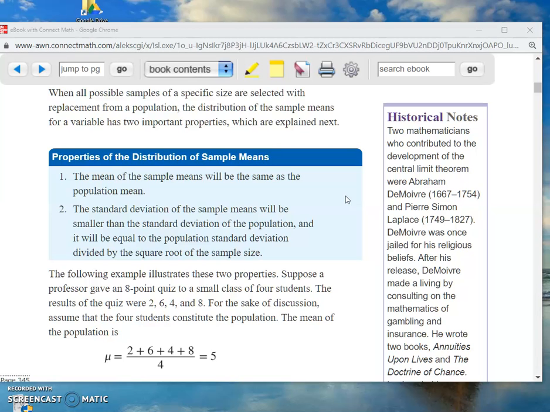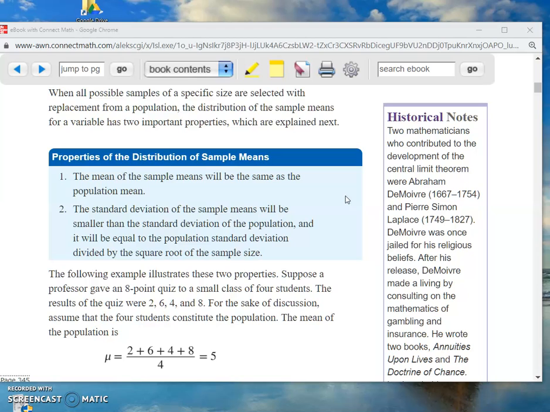Now, let's not worry about the formula yet. Let's just think about it. Is it logical? Is it rational? Does it fit your intuition that the standard deviation of the sample means will be smaller than the standard deviation of the population? Well, it fits my intuition, because what we're saying is that the x-bars are not as widely dispersed. They're not spread out.